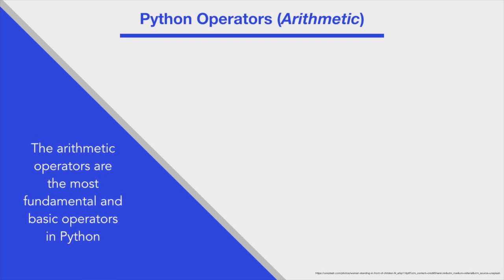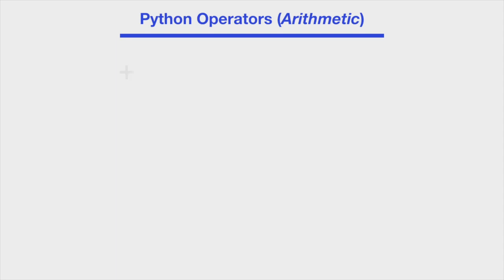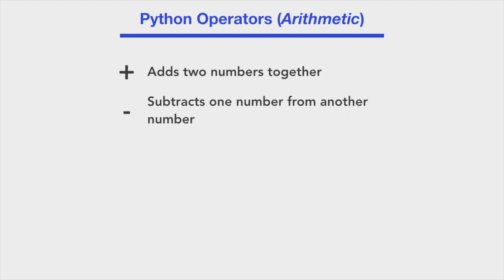The arithmetic operators are the most fundamental and basic operators that can be used in Python. They almost follow the exact same principles as you learned in elementary school or high school. The first one that we'll look at is the plus symbol, which performs an addition operation and adds two numbers together. The minus symbol, or the subtraction symbol, subtracts one number from another number.